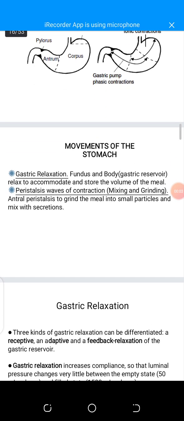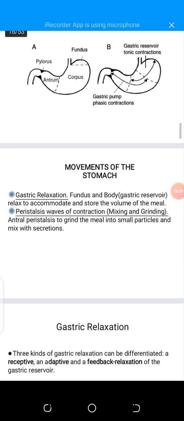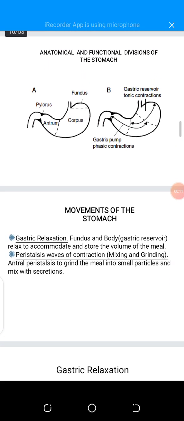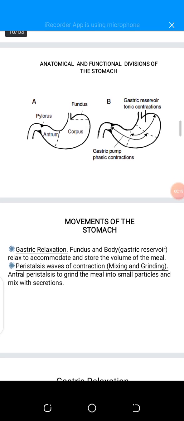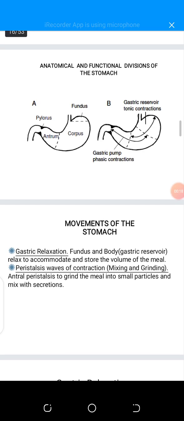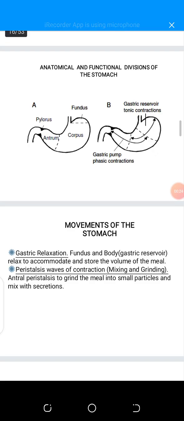Today we shall proceed to the movement of the stomach, that is, motility patterns of the stomach. But before we do that, we need to refresh our memory on the anatomical and functional divisions of the stomach. Anatomically, the stomach is divided into four regions: the fundus, the corpus, the antrum, and the pylorus.